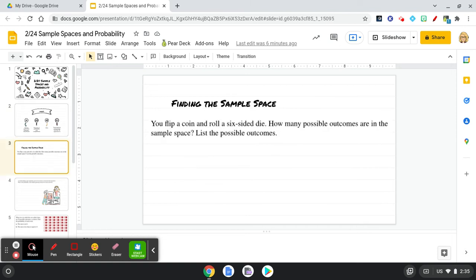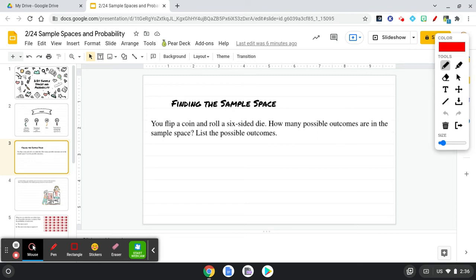So first thing we're going to talk about is finding the sample space. What that means is all the possible things that could happen. So you flip a coin and roll a six-sided die. How many possible outcomes are in the sample space? List all the possible outcomes. So there's a few ways we could do this. One way that we can do it is by just listing everything.